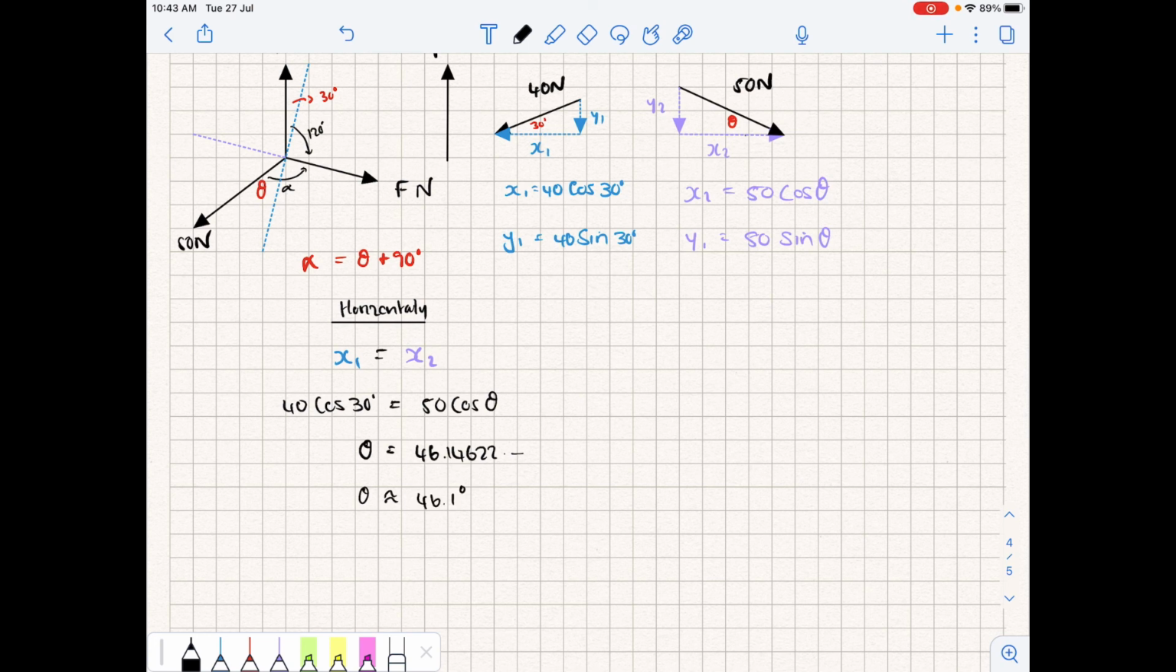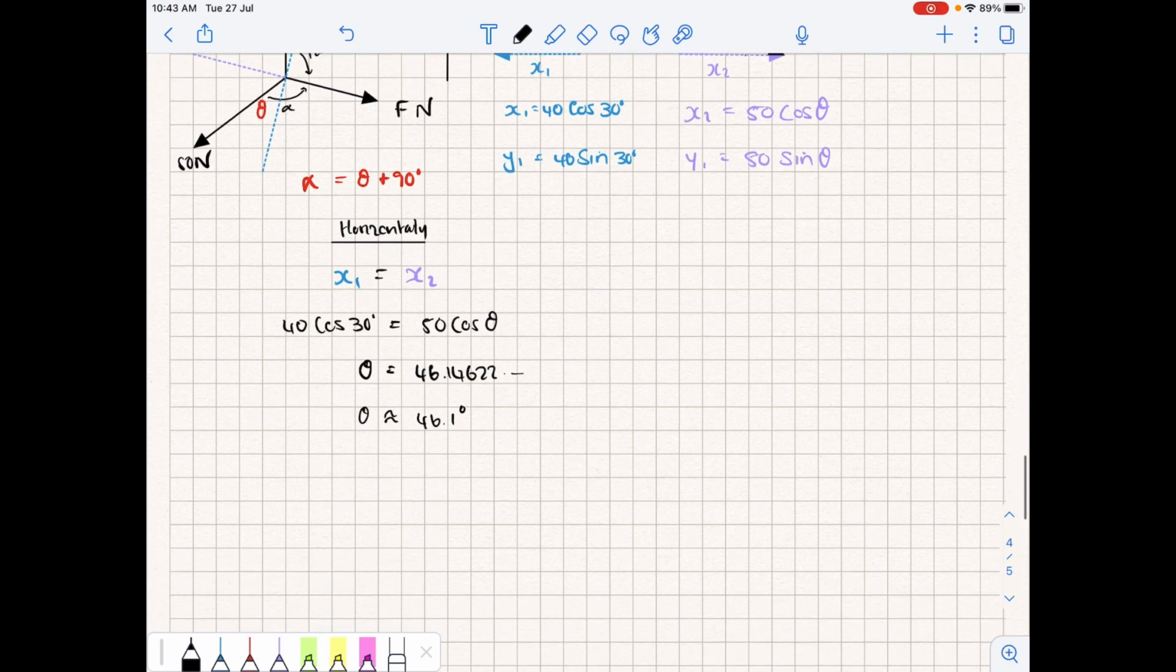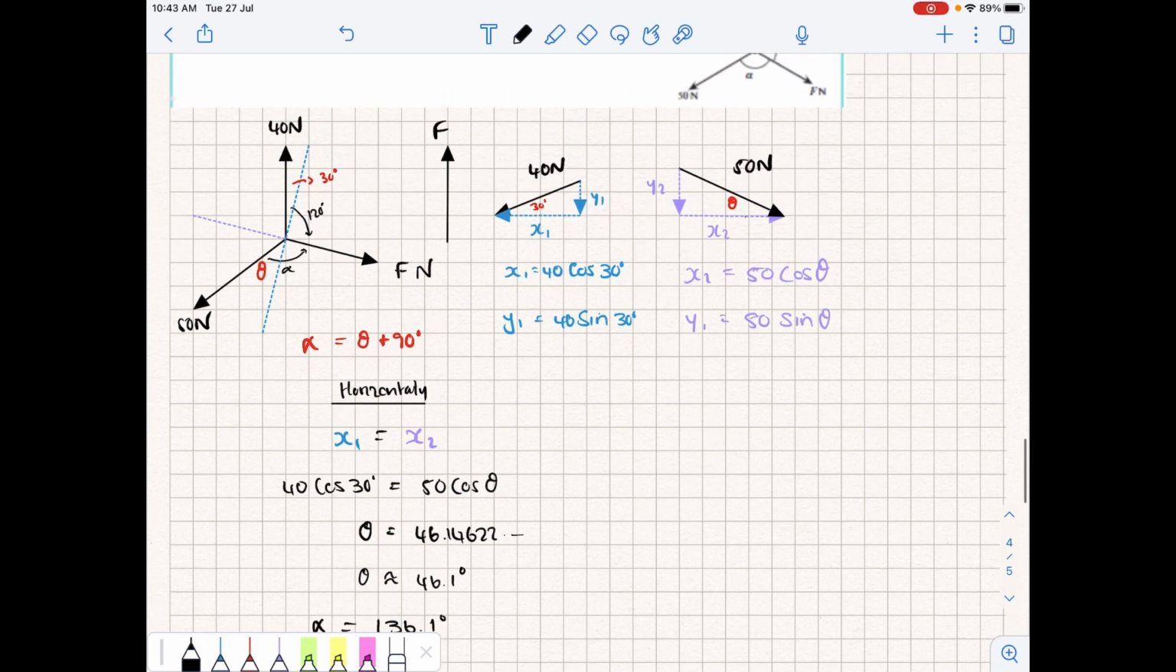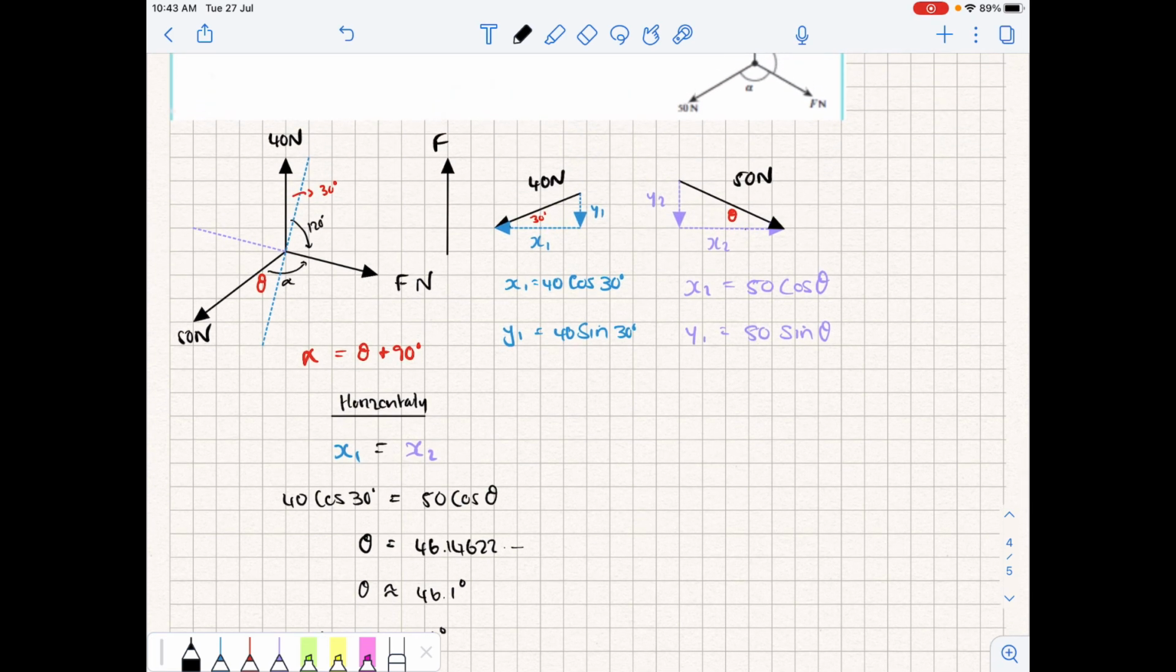Now keep the number in your calculator because we can already do the next step and solve for alpha. We said that alpha is equal to theta plus 90, so just add 90 on your calculator and you'll get alpha equal to 136.1 degrees. Now we can resolve for the unknown force, and to do that, we can solve vertically.